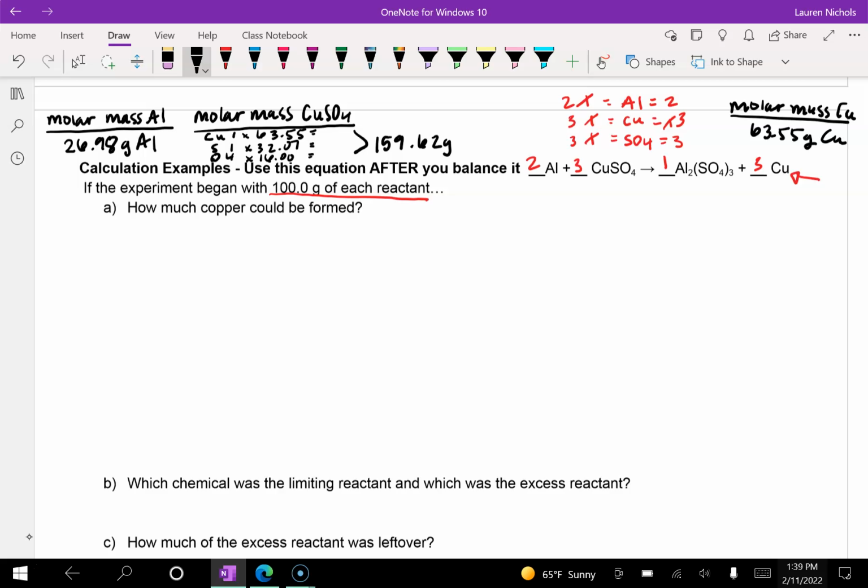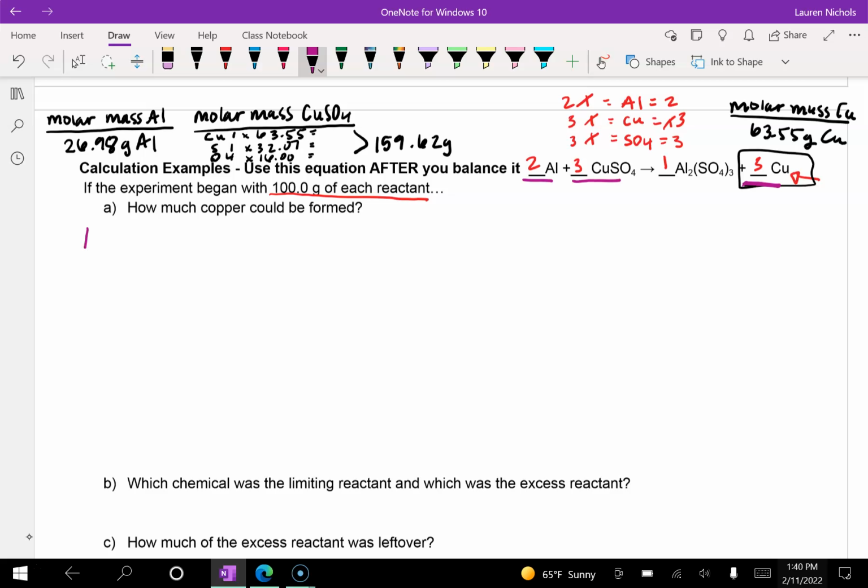Now we don't need the molar mass of aluminum sulfate because it's a product, but it's not the product we are looking at. We are staying focused right here on just plain copper, okay? So that means we also need to pay attention to our mole ratios. So we know that the mole ratio for aluminum to copper would be 2 to 3, and copper sulfate to copper is 3 to 3. So we'll use both of those.